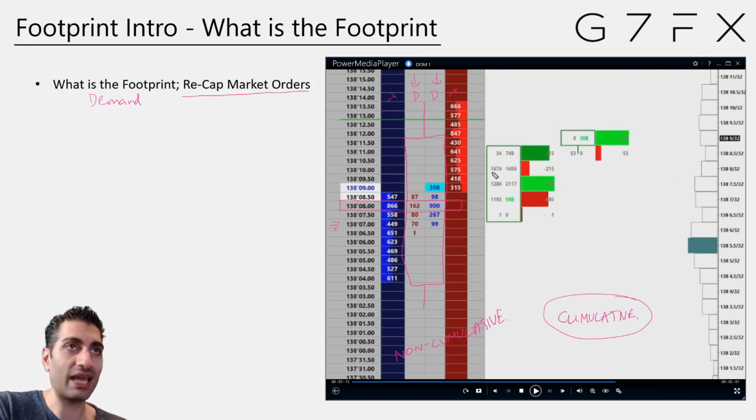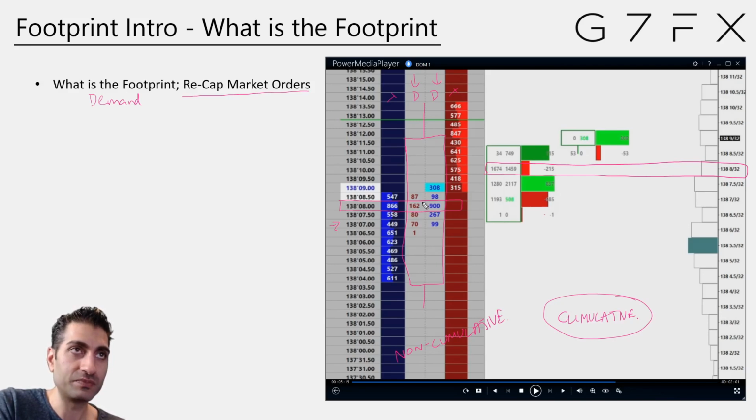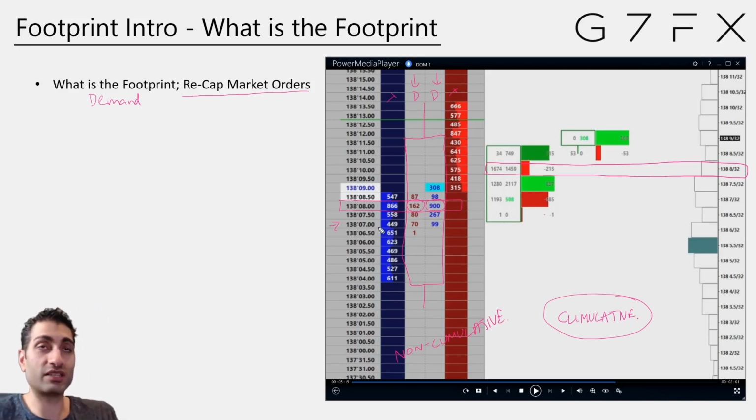Well, look at 8 over the last 5 minutes. According to the depth of market, we've traded 162 sellers and 900 aggressive buyers. Does that not, on the face of it, appear like we've got aggressive buying coming in? Actually, the reality is that's not the case, is it? Because over the last 5 minutes, what's the footprint telling us? We've actually traded 1,674 and 1,459. So actually there've been more buyers than sellers in the last 5 minutes.